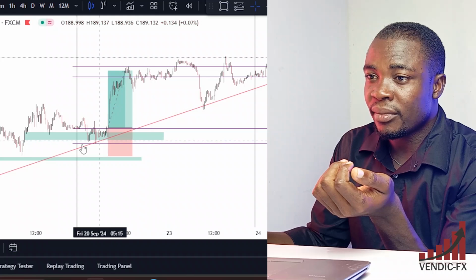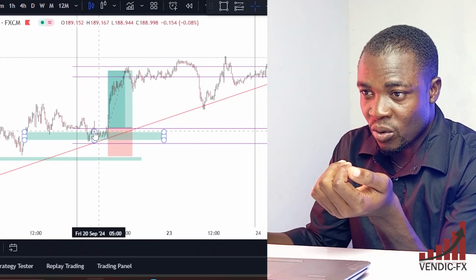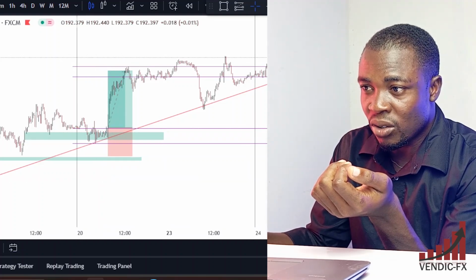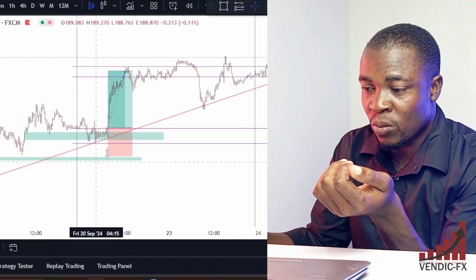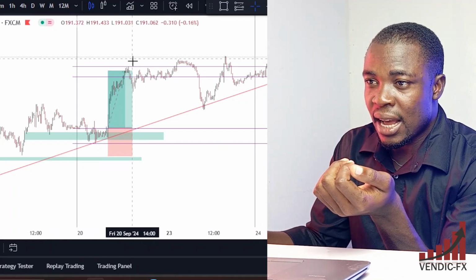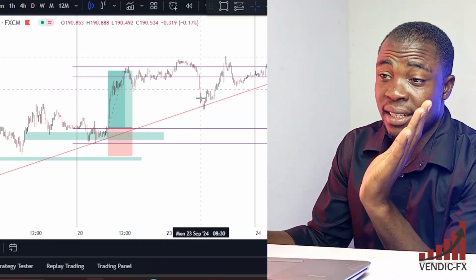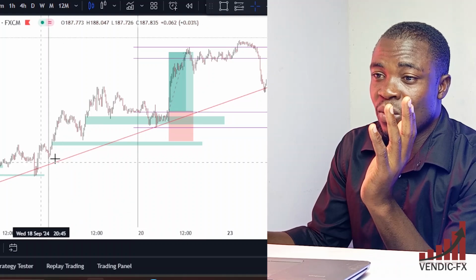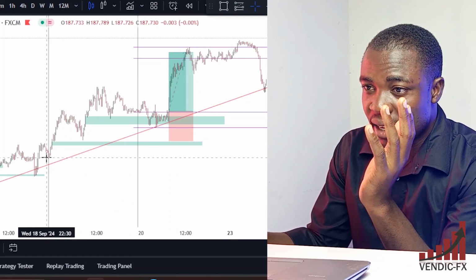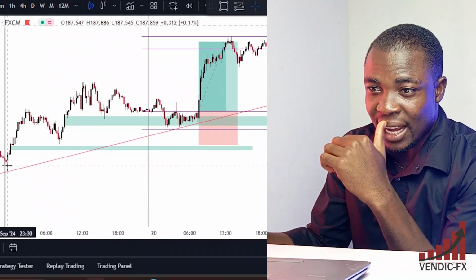So this was the opening of the day. It came back and created a wick. The whole of this accumulation was a wick. Then the market expanded, and then did another accumulation, which I was no longer interested in. Let's say this was Thursday's open here. It did not create a physical wick that we can see.